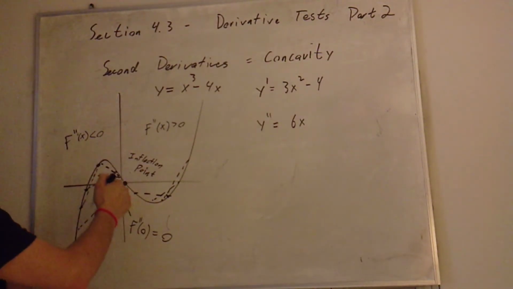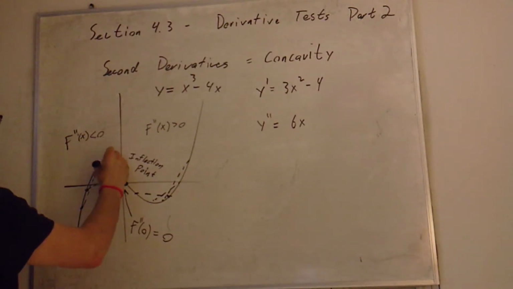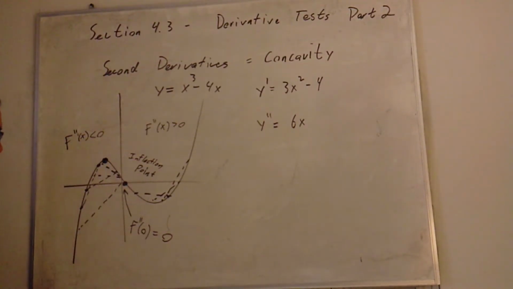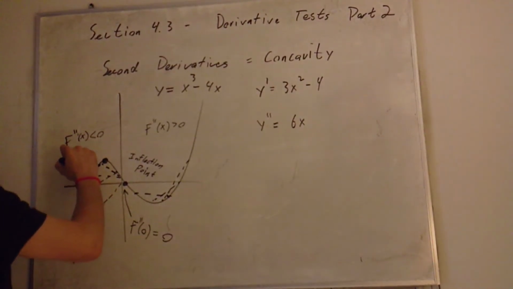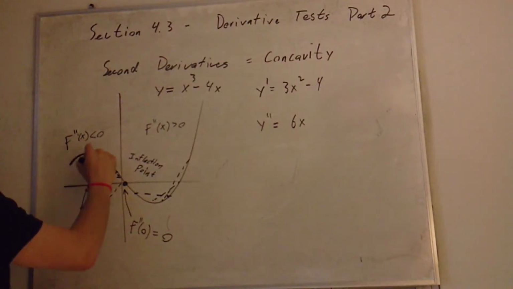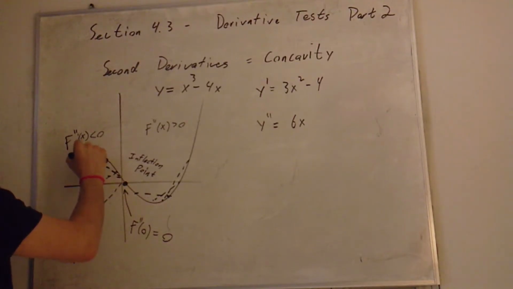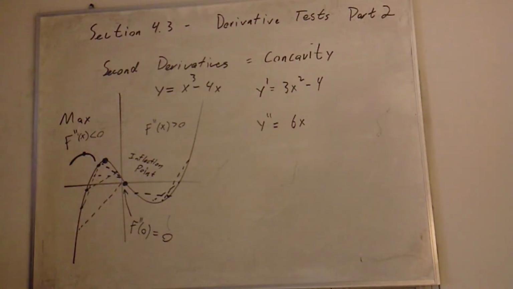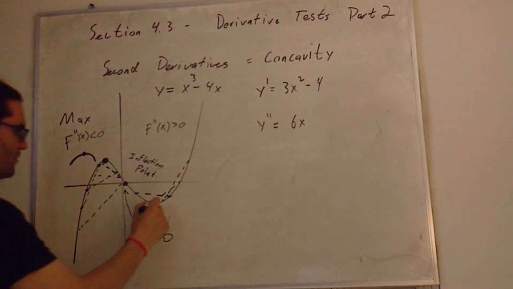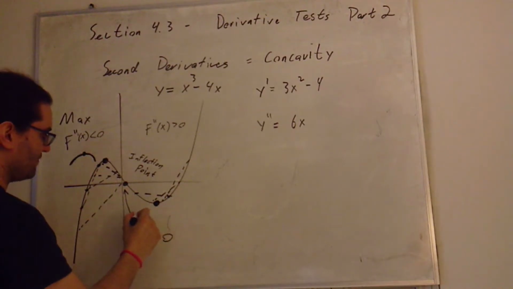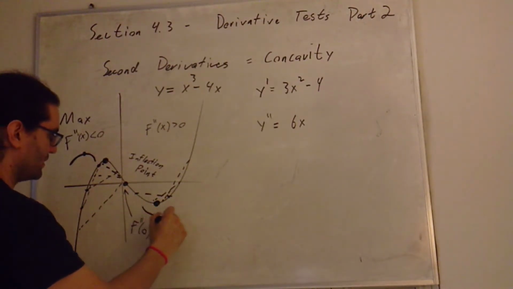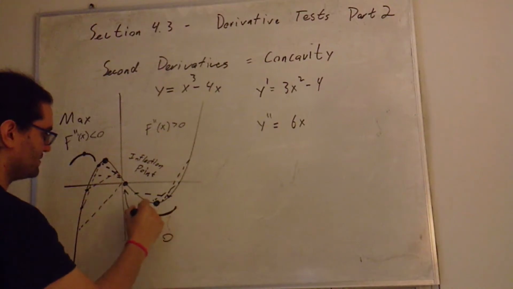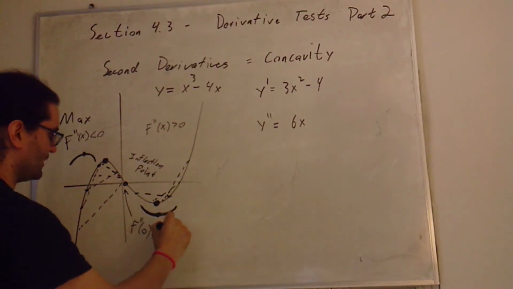If you have a critical point here on a section of graph that is always concave down, which means it's kind of got this frowny face to it, then that critical point must be a maximum. If you have a critical point in this section of graph that is concave up, which means it's sort of a smiley face, that means it's a minimum.